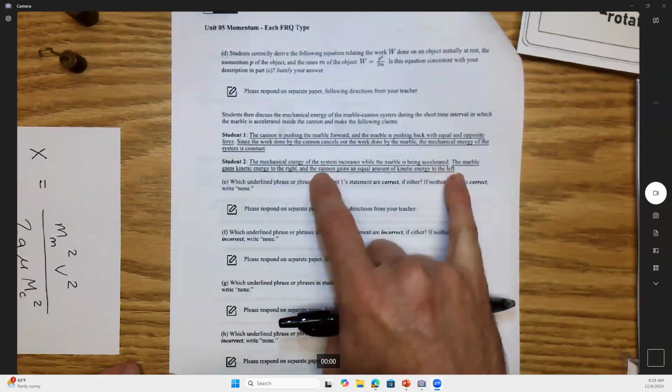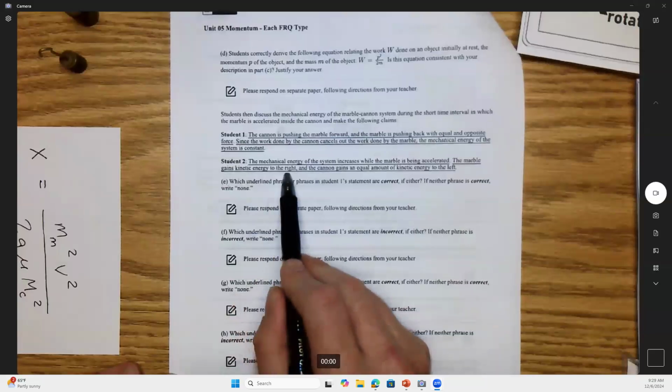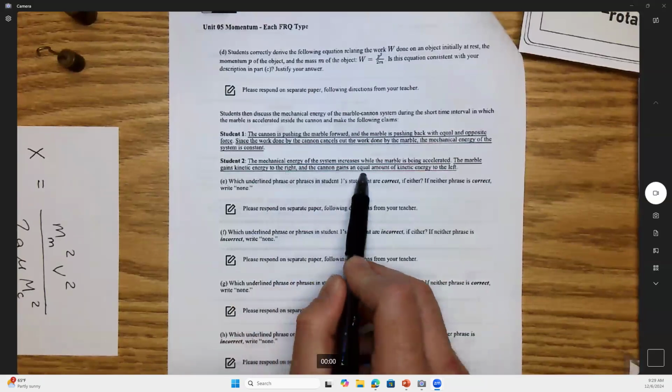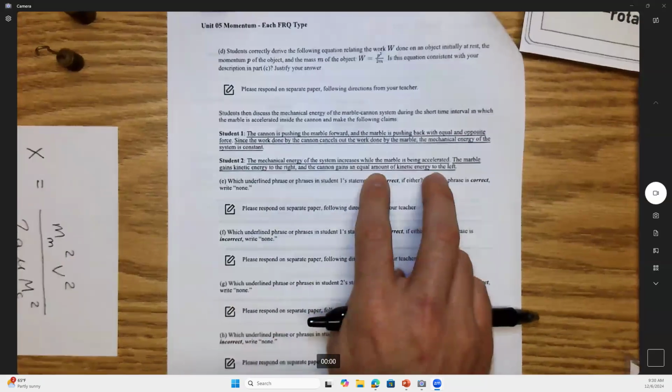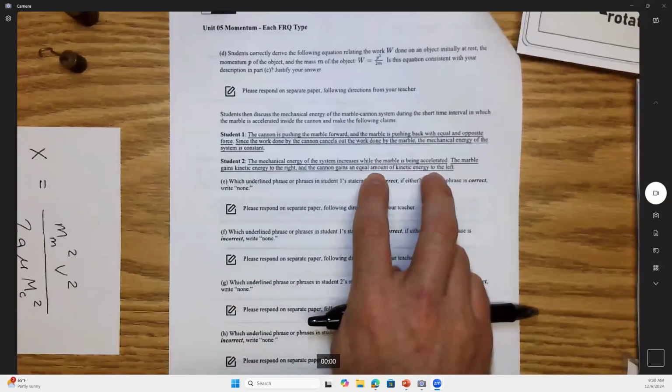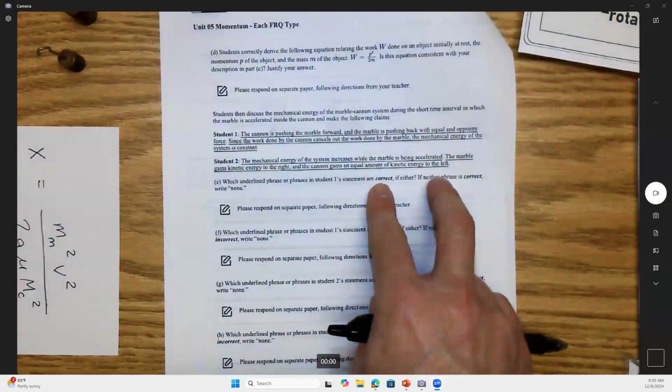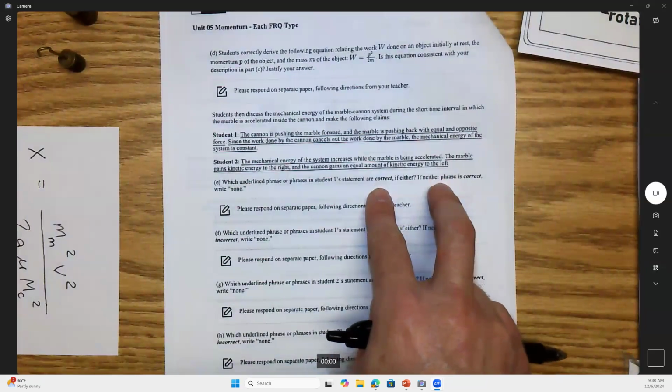The second statement: the marble gains kinetic energy to the right. Is that part okay? And the cannon gains an equal amount of kinetic energy to the left? You're right, it is not, because that was the last question before. We said the marble is gaining more kinetic energy than the cannon. Okay.